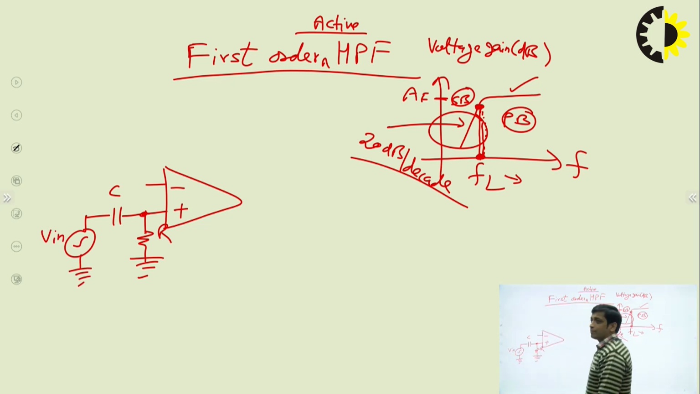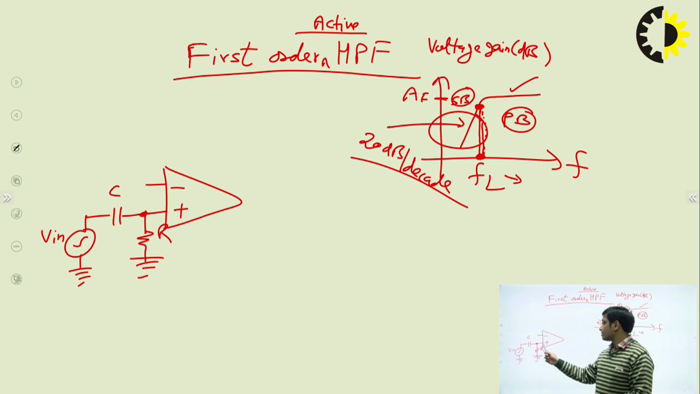Now you can remember the first order low pass filter. In the first order low pass filter, just this R and C are interchanged. In that lecture I discussed that to design the first order high pass filter, you just interchange R and C in the first order low pass filter, and you will get the first order high pass filter.